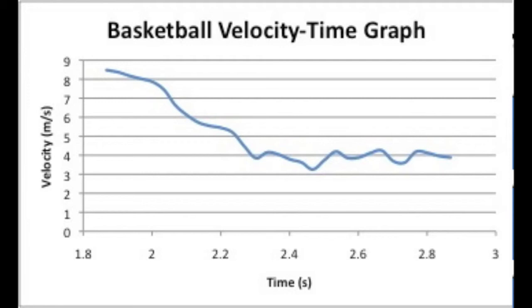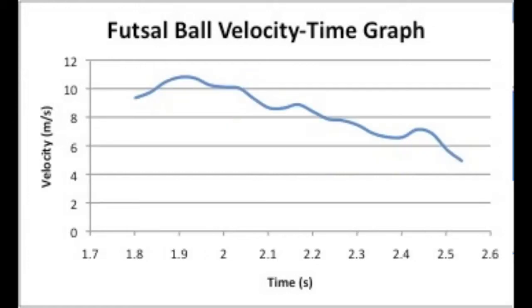At any point in time on the graph, the instantaneous velocity of the basketball varies from 8.47 meters per second to 3.25 meters per second. The velocity time graph of the futsal ball was smooth, and it had an overall gradual decrease in velocity over time. The futsal ball did not slow down to a certain speed, in that it slowed down at a slower rate than the basketball, but was almost constantly decelerating until it hit its target. At any point in time on the graph, the instantaneous velocity of the futsal ball ranges from 10.81 meters per second to 4.94 meters per second.